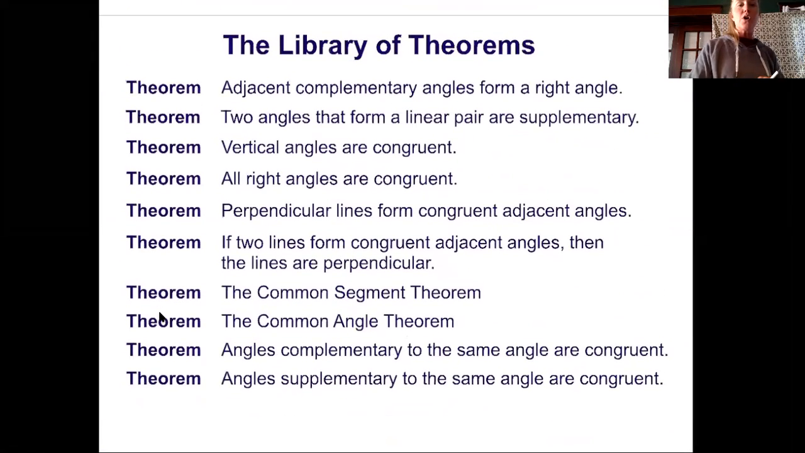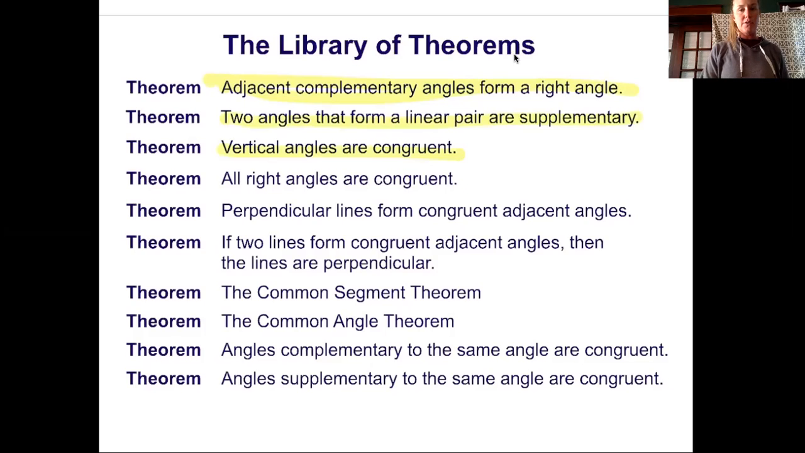Okay, perfect. So these are your library of theorems, which a theorem is what you are proving in a proof. So I'm going to go through these and highlight the ones that we've actually gone through in class, because most of them we actually have. We just didn't call it proofs. So theorem one, adjacent complementary angles form a right angle. Well, we talked about this in class already. Next one, two angles that form a linear pair are supplementary. We definitely went over that in class already. Vertical angles are congruent. We went over that.